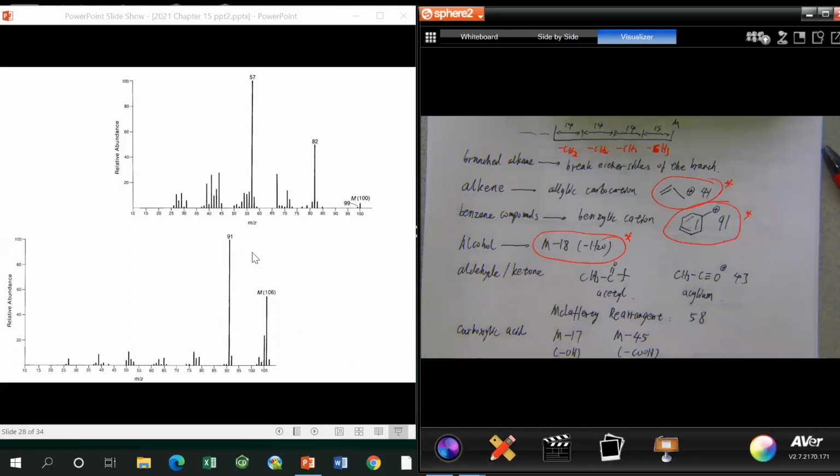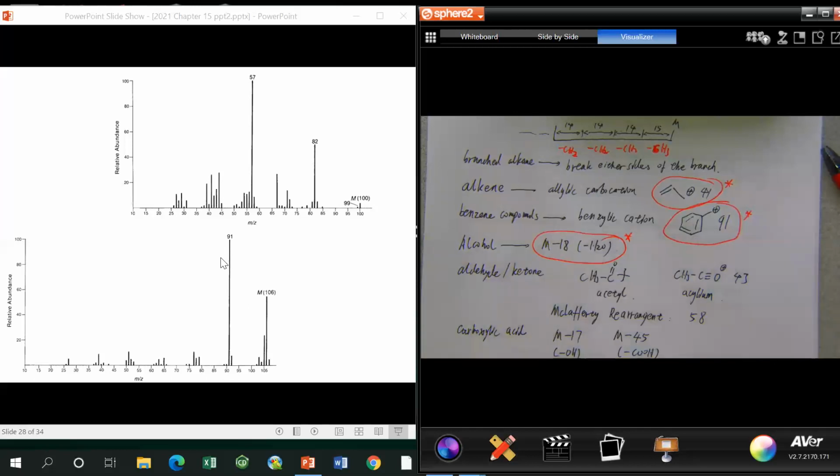Benzene, okay. So someone already taught benzene. Clearly you see the 91 peak here. So that's the benzene. It's very unique. Normally no other fragment can give a 91 peak.